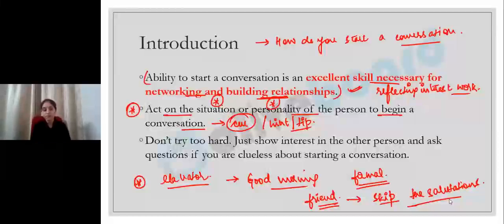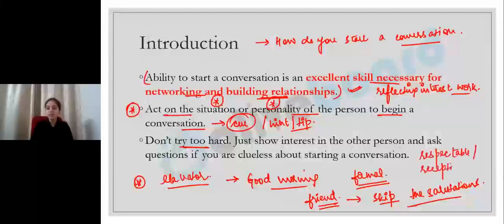The last point says don't try too hard. So I've already told you that you do not need to put too much thought into your conversation. Just make sure that your vocabulary is formal and polite, and your body language is good, displaying a professional attitude or a friendly attitude. What you need to keep in mind is that you need to be respectful to the other person and you need to be receptive towards the other person.